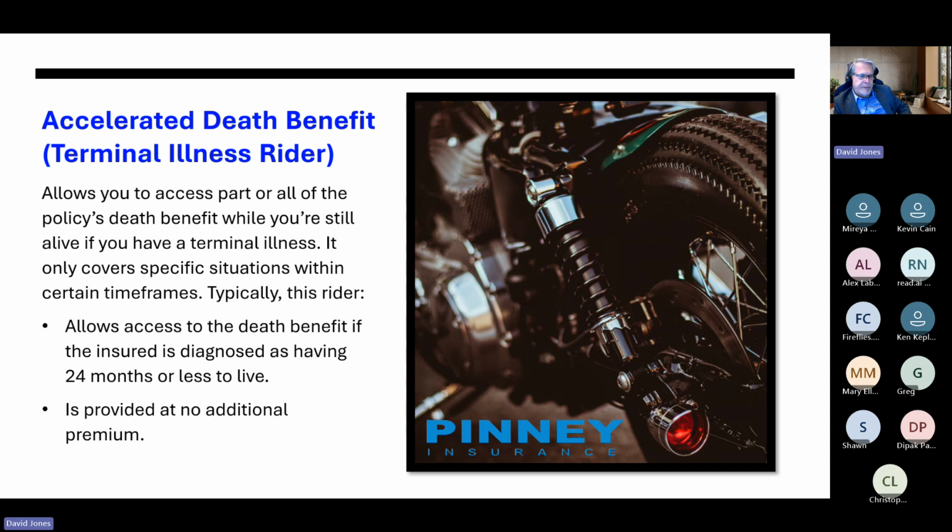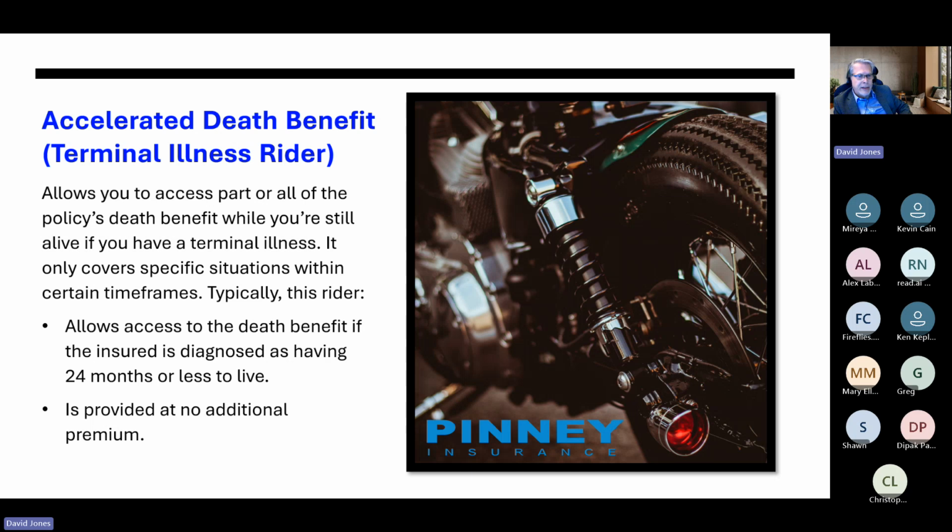So first off is accelerated death benefit. This is a terminal illness rider. One of those is usually included in any of the term policies, and it allows the insured to access part or all of the policy's death benefit while they're still alive. Typically, it requires that they be diagnosed with a terminal illness and have 24 months to live. Sometimes some of them are 12 months to live. And again, it's at no cost. Pretty basic stuff. It's there, but it is invaluable at such a time.